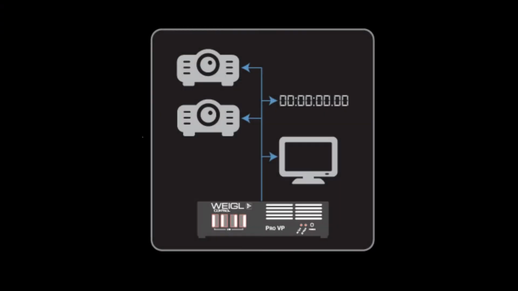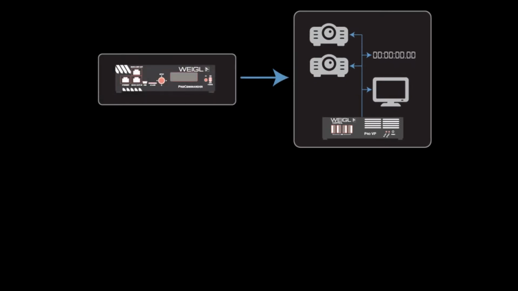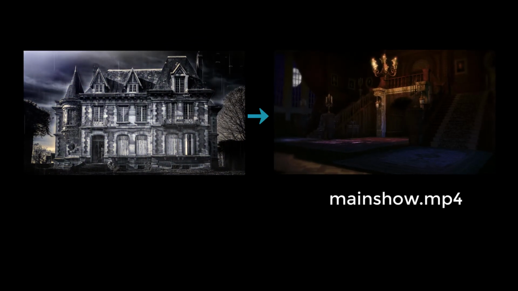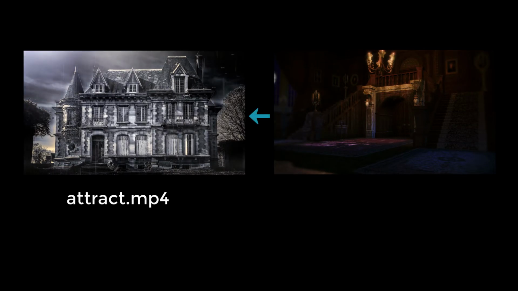While ProVP devices can be utilized in a standalone application, in this video, we will provide an example project for a single ProVP that also includes video triggering from a ProCommander to highlight more advanced capabilities within a larger show control configuration. The sample project will consist of an attract video which plays upon system startup, a main show video triggered via a UDP command from a ProCommander, followed by a return to the looping attract.